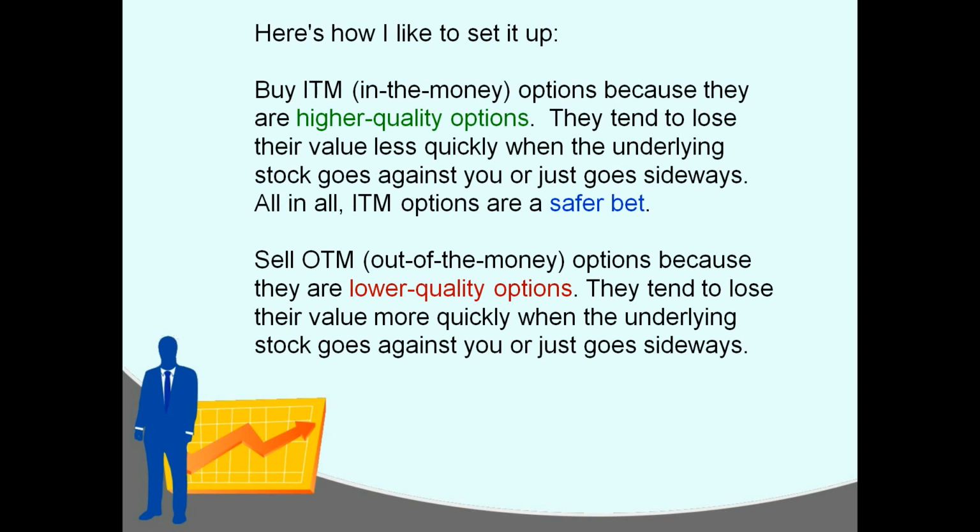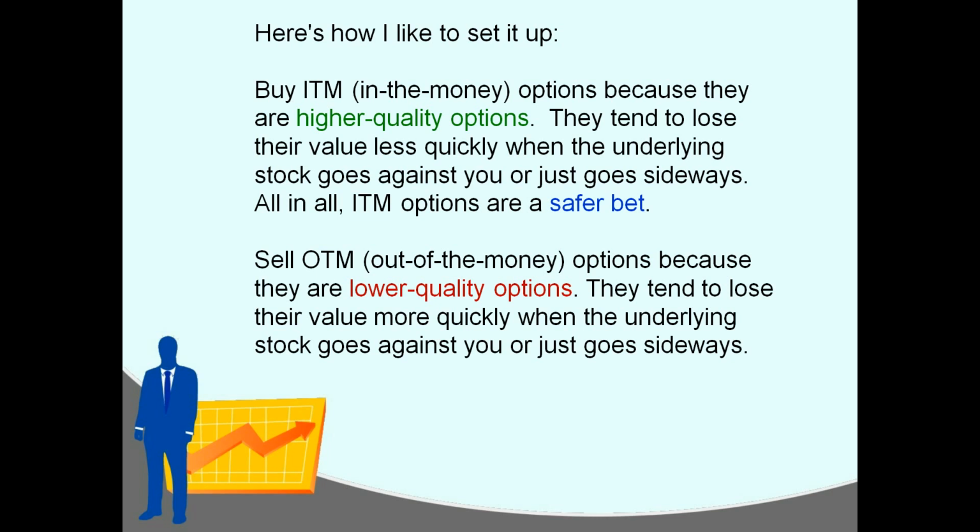So here's how I like to set it up. I like to buy in the money options because they are, in my opinion, higher quality options. They tend to lose their value less quickly when the underlying stock goes against you or just goes sideways. All in all, in the money options are a safer bet. And I like to sell out of the money options because they are, in my opinion, lower quality options. They tend to lose their value more quickly when the underlying stock goes against you or just goes sideways.